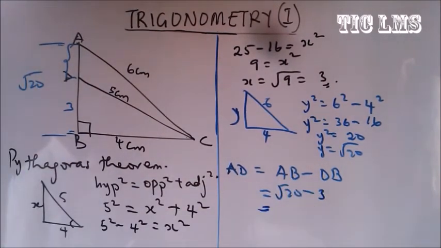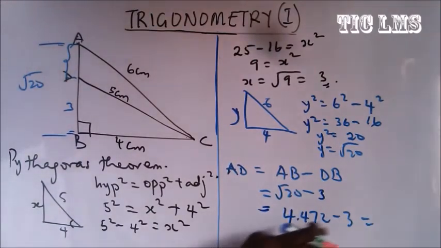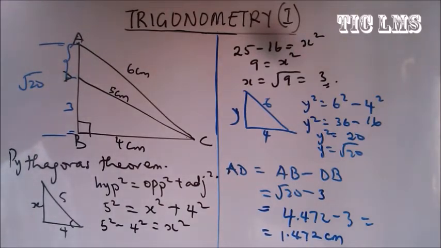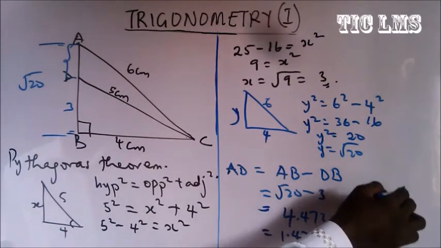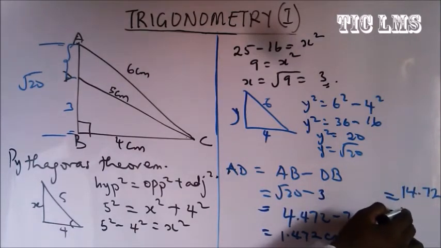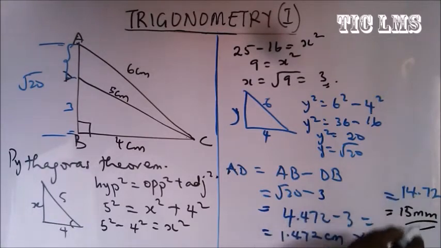Root 20 gives 4.472 minus 3. Alright, so we'll subtract 3 from 4.472, and that gives 1.472, in centimeter. We are asked to give our answer to the nearest millimeter. To change from centimeter to millimeter, we multiply by 10, and so we'll arrive at 14.72, which is 15 millimeter. When we approximate it, that is 14.72 approximated will become 15 millimeter.